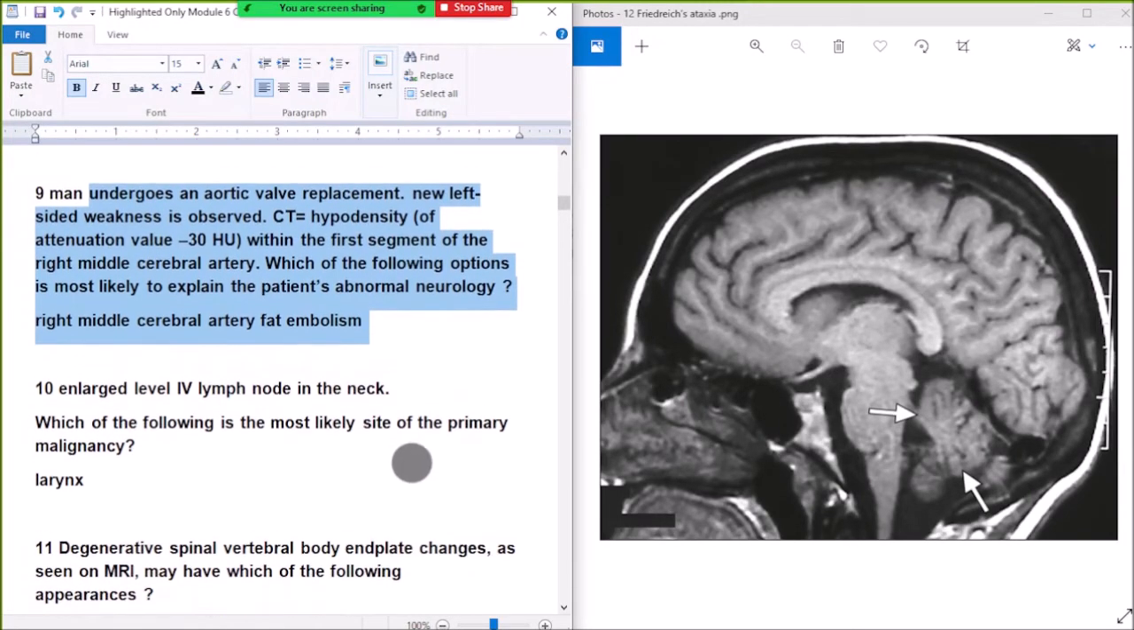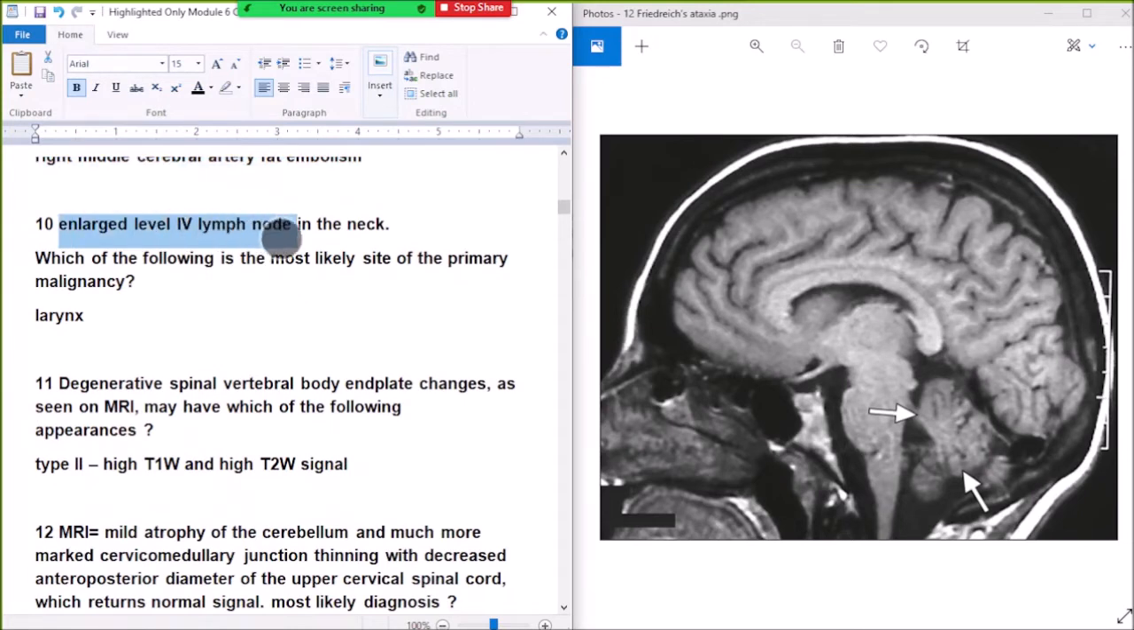Okay, question number 10. Enlarged left fourth lymph node of the neck. The question is: what is the most likely site of the primary malignancy? Glands.